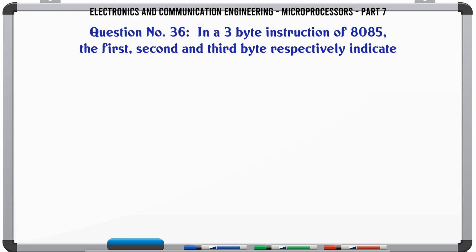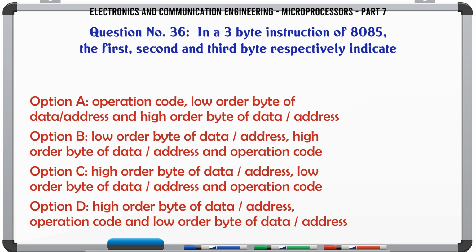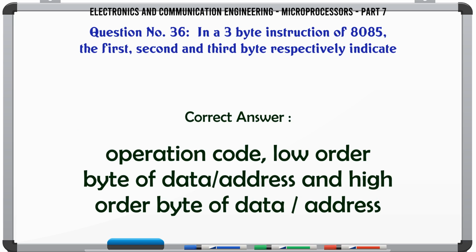In a 3-byte instruction of 8085, the first, second, and third byte respectively indicate A. Operation code, low order byte of data address and high order byte of data address. B. Low order byte of data address, high order byte of data address and operation code. C. High order byte of data address, low order byte of data address and operation code. D. High order byte of data address, operation code and low order byte of data address. The correct answer is operation code, low order byte of data address and high order byte of data address.